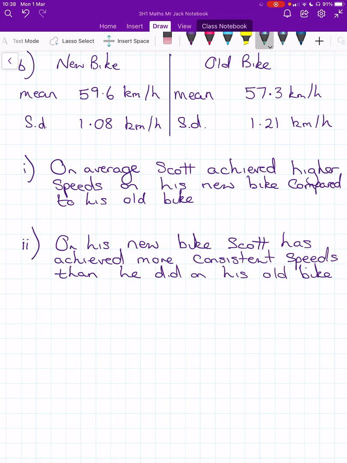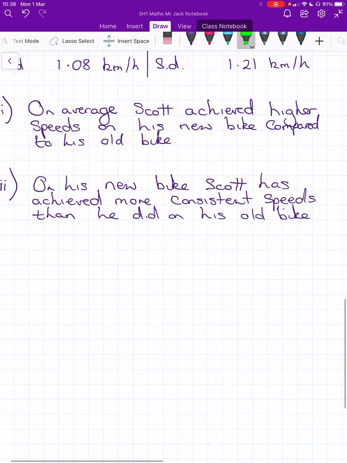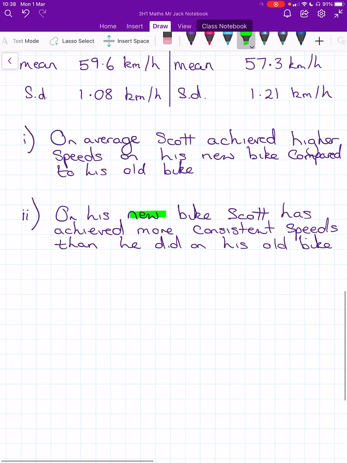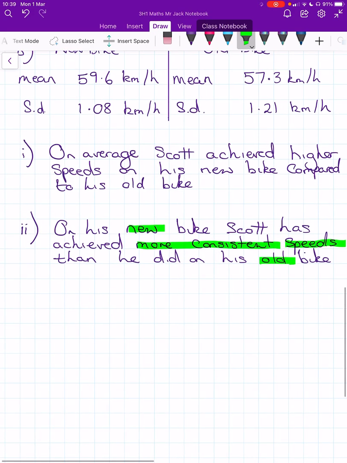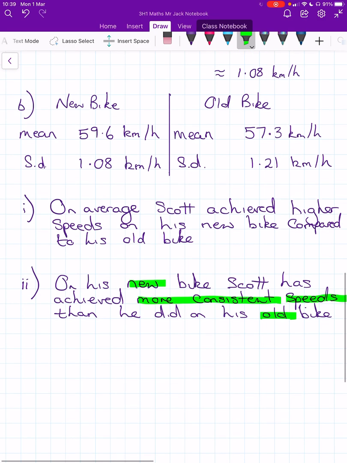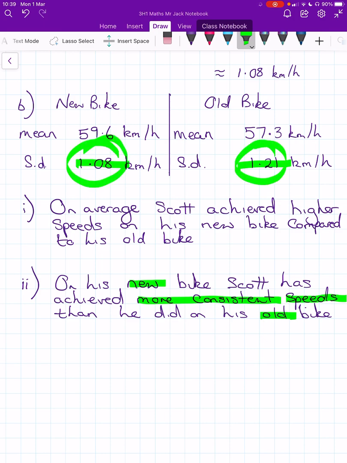So again, just look out for the key things here. We're comparing the new bike and the old bike. We've said the words more consistent and we've talked about speeds, which is what we're comparing. Why have I said that it's more consistent? Because on the new bike, I've got a standard deviation of 1.08, and on the old bike, I've got a standard deviation of 1.21. So this value is smaller than this one. So the data for the new bike is more consistent. It's less spread out because the standard deviation is smaller.